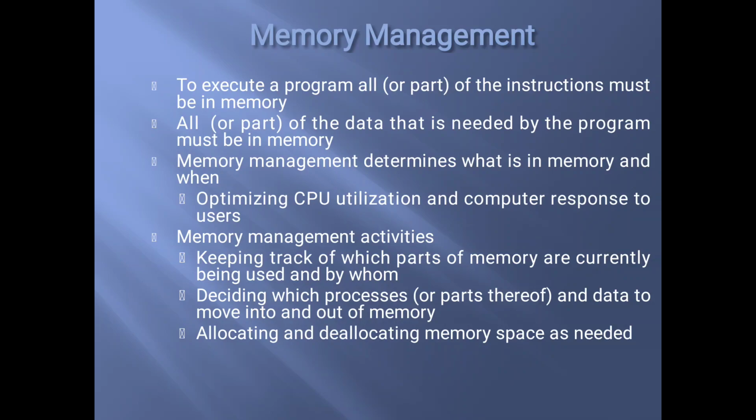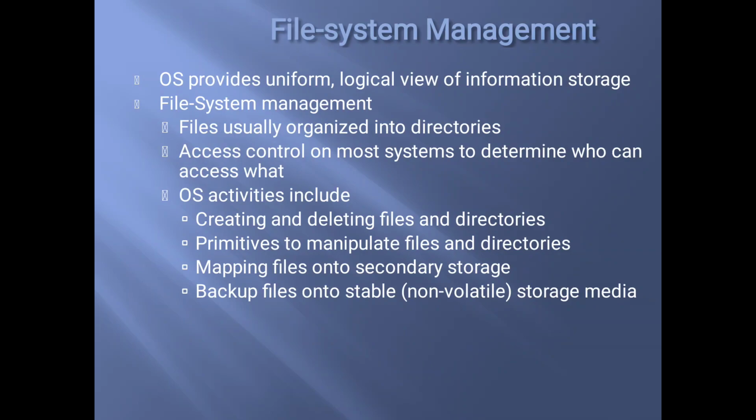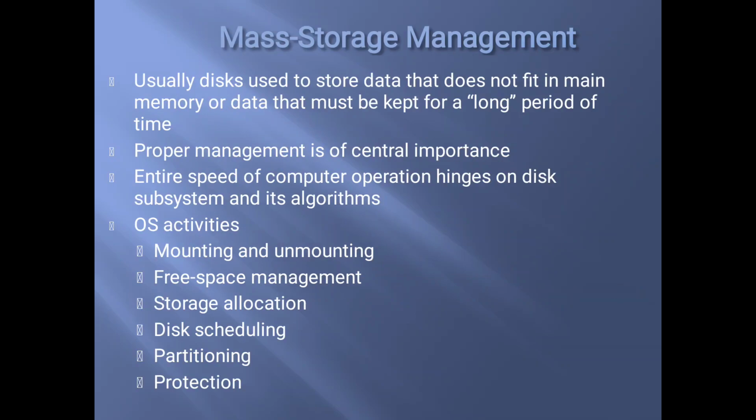The main activity of memory management is keeping track of which parts of memory are currently being used, deciding which processes move into or out of memory, and allocating and deallocating memory space as needed. The next topic is file system management. Its main activities are creating and deleting files and directories, primitives to manipulate files and directories, mapping files onto secondary storage, and backing up files onto stable storage media.